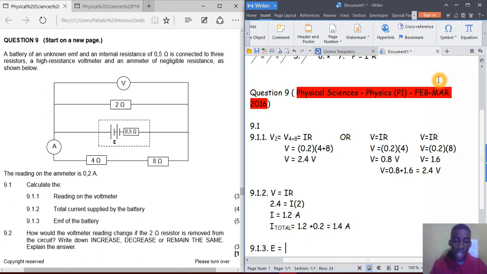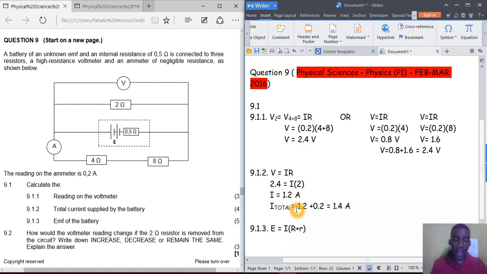And write the EMF is equal to I times (R plus r), the external resistance plus the internal resistance, right? And the total current is calculated from 9.1.2. We don't have the external resistance, guys. The external resistors are obviously in parallel. We have this resistor in parallel with these two resistors, so we can calculate our RP, and that's our total resistance.